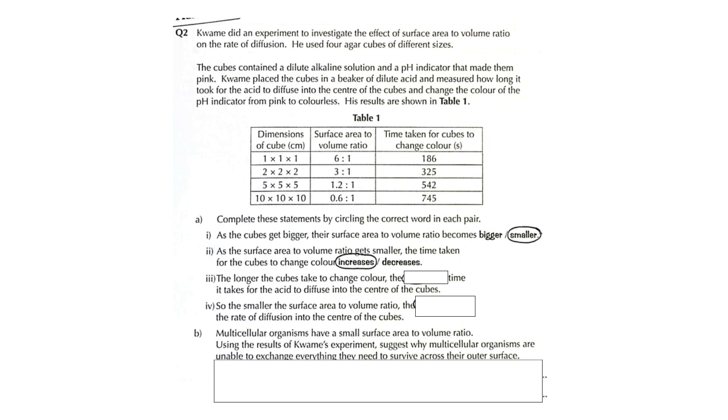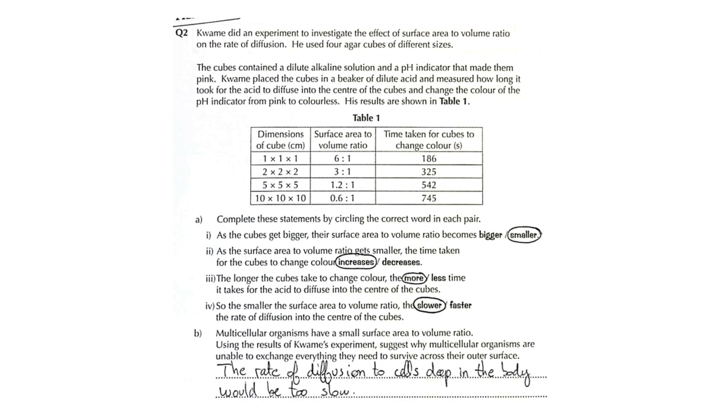Okay, it's going to take longer for the food coloring to get into the cube because it's further away from the surface. The longer the cube takes to change color, the more time it takes for the acid to diffuse to the center of the cube. The smaller surface area to volume ratio, the slower the rate of diffusion, and the rate of diffusion to cells deep in the body would be too slow for multicellular organisms to survive.